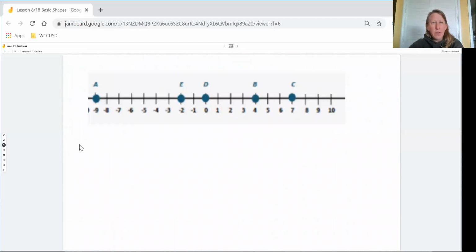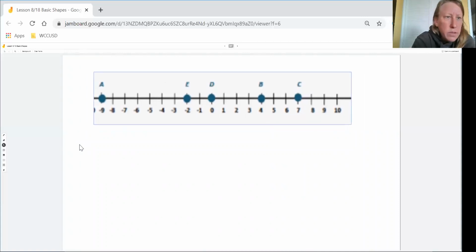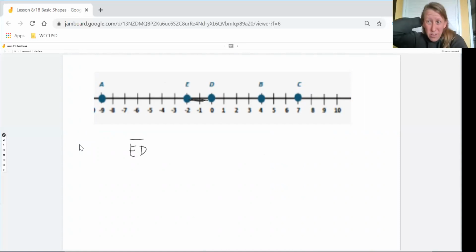Okay, here's a math problem. Let's just take a look at this. What's the smallest line segment up here? This one right here looks pretty small to me. Line segment ED is the smallest. So another thing we can do with line segments is we can compare them. We can say some are short and some are long. So line segment ED looks like it's the shortest.